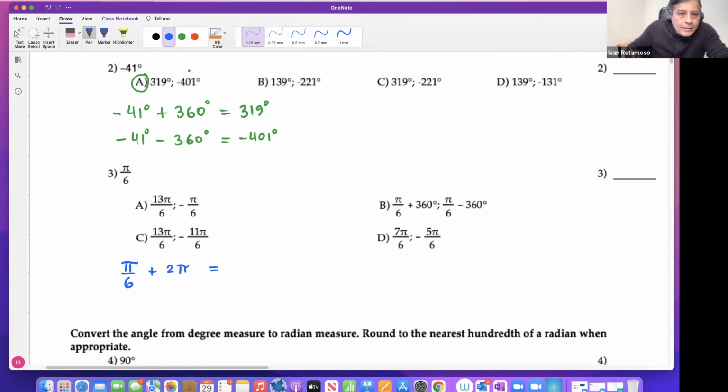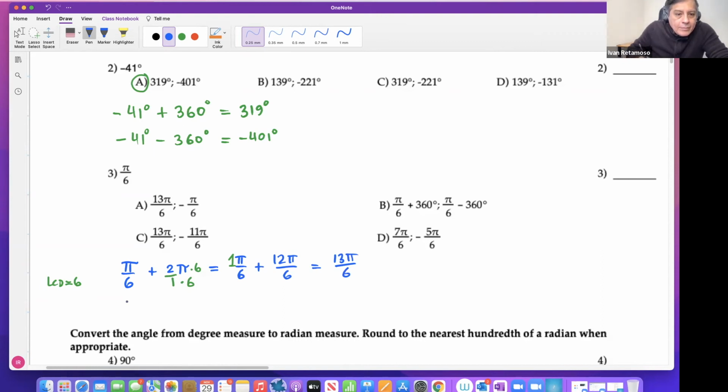Notice 2 has denominator 1 here, so the LCD is 6, which means we have to multiply this by 6. So we get pi over 6 plus 12 pi over 6, which is equal to, with an invisible 1 here, 1 pi plus 12 pi, 13 pi over 6. This is the positive coterminal angle.